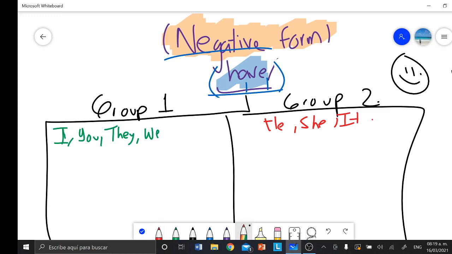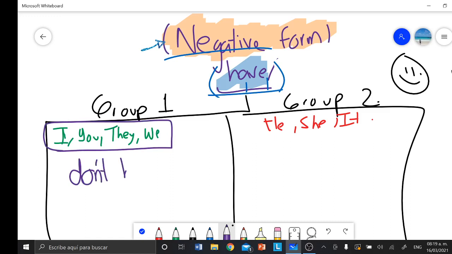So, as you guys remember, we have two ways to say no. Tenemos dos maneras de decir don't, para decir no. In this case, the first one is going to be the word don't. So, when the subjects are I, you, they, and we, the one that we have to use is don't have, which is pretty much the negative form of have. Yes? And on the other group, we cannot use don't have. Va a ser the other one, va a ser el otro que acabamos de ver.